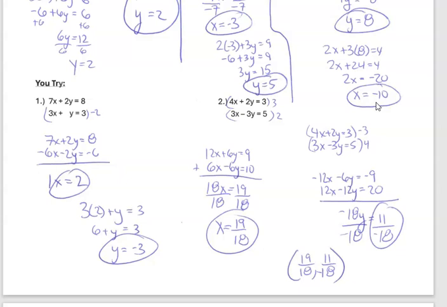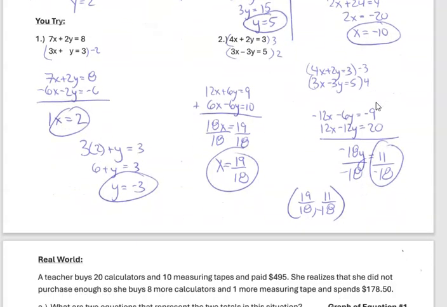So the trick is all you do is start the problem over again, but this time you are going to get the other variable eliminated. So instead of eliminating the x's, we eliminate the y's. We get them to be opposites by multiplying the top by 3 and the bottom by 2. And then we were able to solve and get 19/18. So that makes it a little easier.